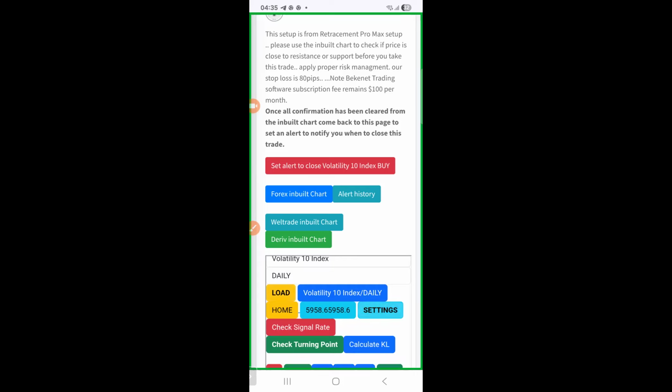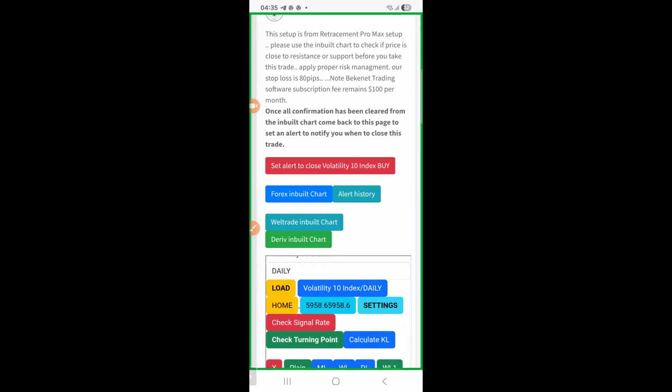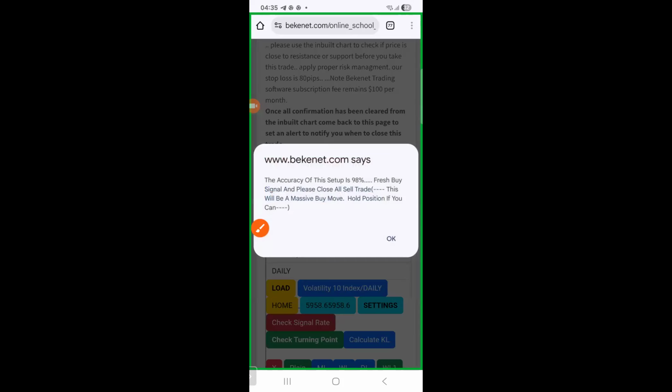You see settings. Now look at this: check signal rate. I will click on it. It says the accuracy of this setup is 98%. Fresh buy signal, and place close all sell. That is, if you were on a sell before, close all of them. This will be a massive buy move. Hold the position if you can.